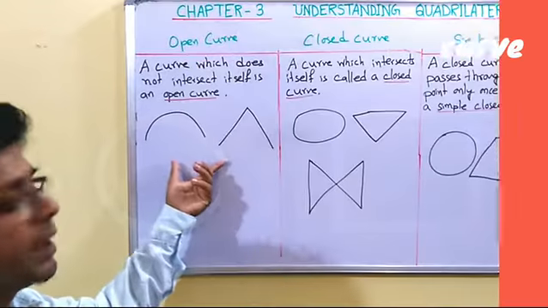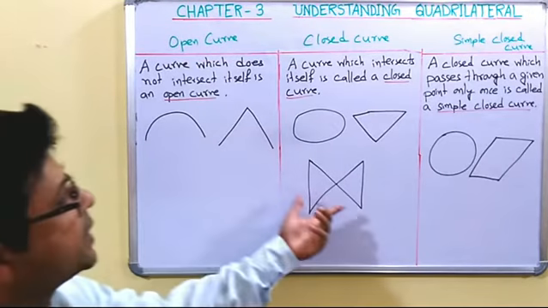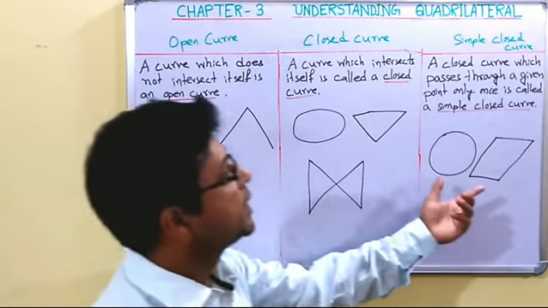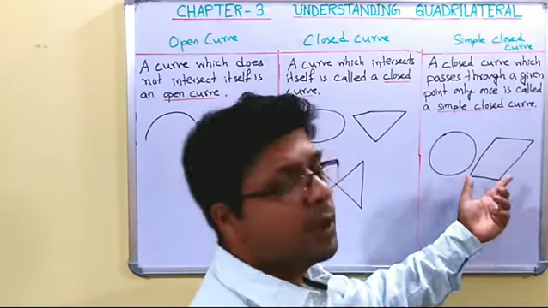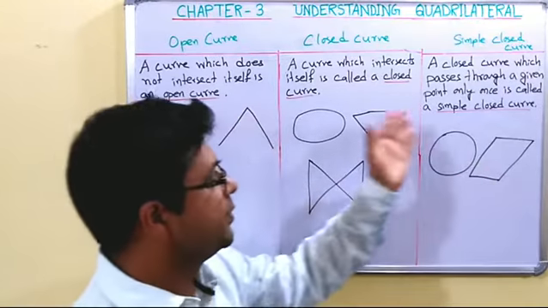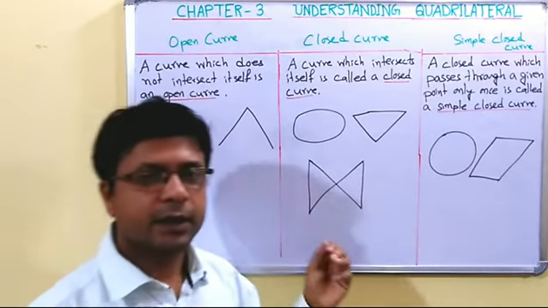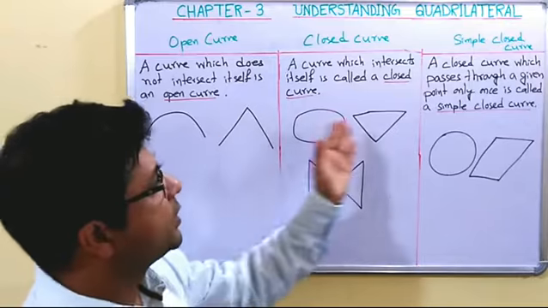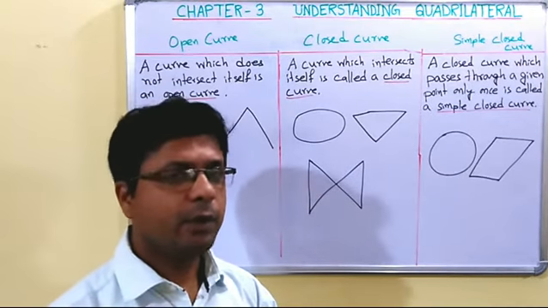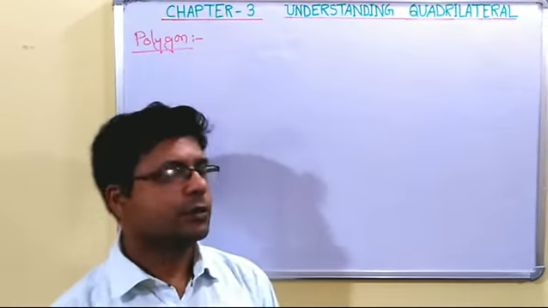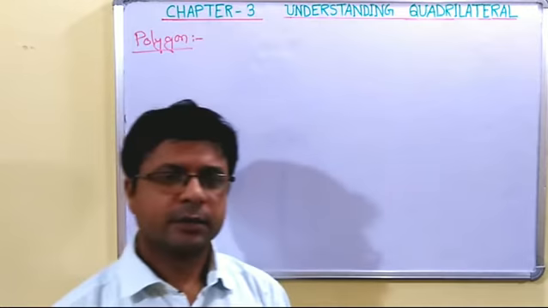So these are the examples of open curve. These are the examples of closed curve. These are the examples of simple closed curve. Please write the definition of all these 3. Okay, after this, I think this is clear to you. After this, let us start about polygon. Okay students, we took the topic to discuss polygon.